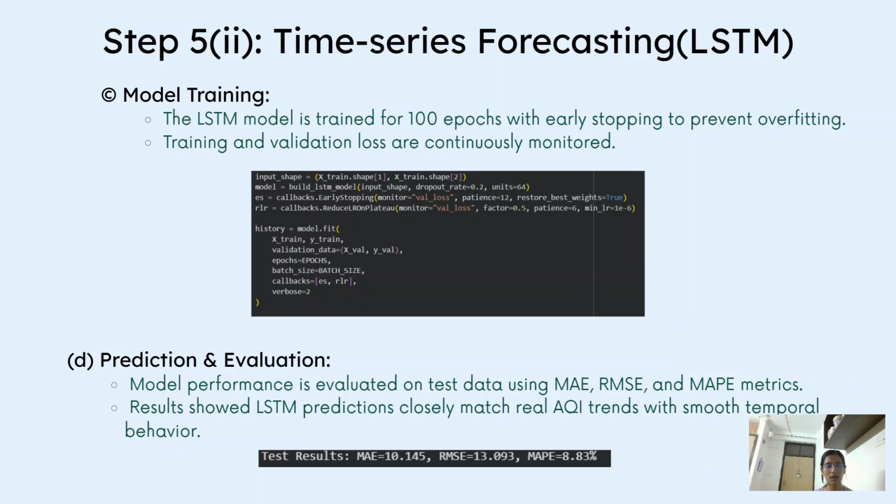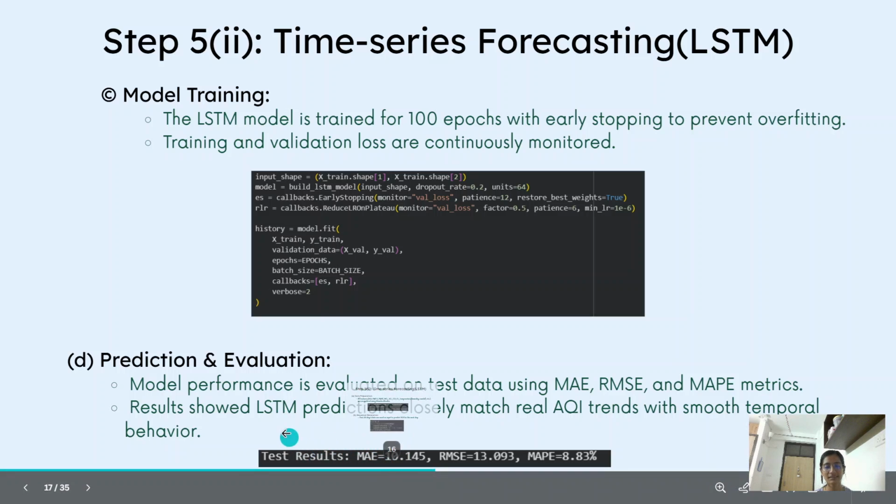So the batch size is 32, and the validation split is 15%. Now let's move forward to the predictions and evaluation part. Our model performance is evaluated on test data using MAE, RMSE, and MAPE metrics. As you can all see, the test result is here.